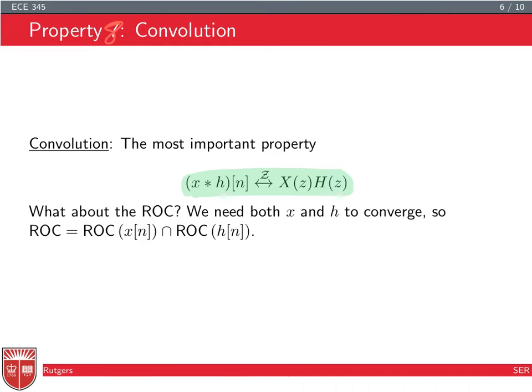And this makes things easier, and this motivates us to work in the z domain, because the output of an LTI system is the convolution of two signals. And when we work in the z domain, which is equivalent to the frequency domain, instead of convolution, which is a little bit complicated, you have just simple multiplication. And in terms of the ROC, we need both signals to converge, so the ROC is the intersection.